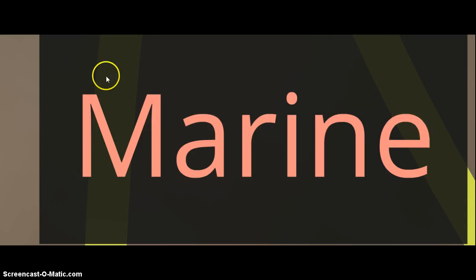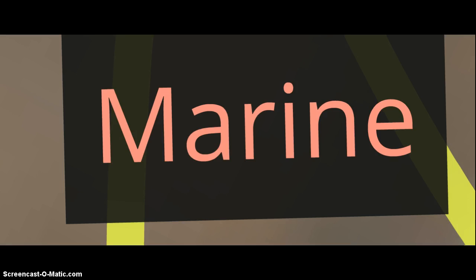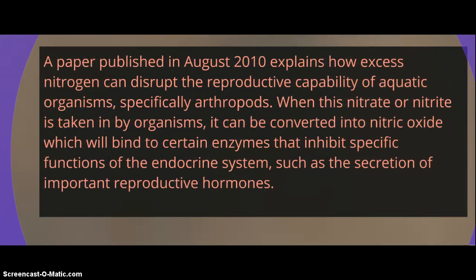And so now we're going to move on to marine animals and how nitrogen will affect them. Recent evidence suggests that arthropods can be affected in terms of secreting their reproductive hormones, and it can be affected by nitrogen. So let's have a look at it.